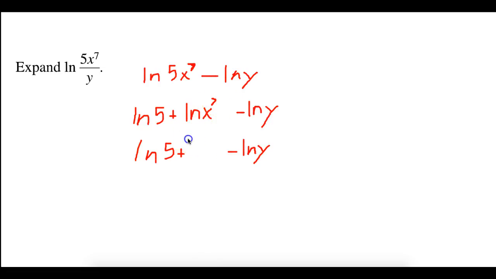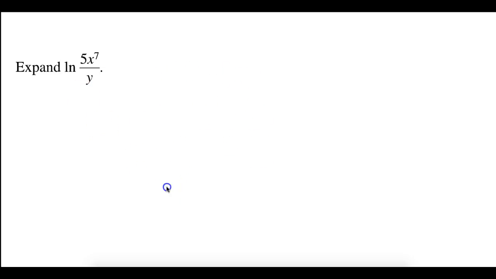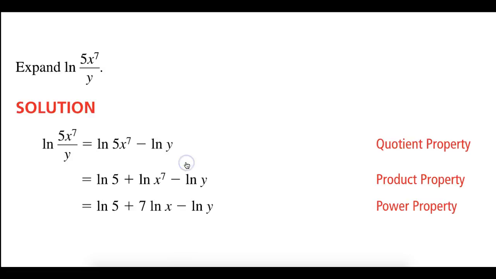But using our power property, we see natural log of x to the 7th power. Remember, this is equal to bringing our exponent out, so 7 times the natural log of the base, which is x. So this right here would be our final answer. The natural log of 5x to the 7th over y is the same as the natural log of 5 plus 7 natural log of x minus natural log of y. So that's how you expand a problem. I'll expand it out for you.